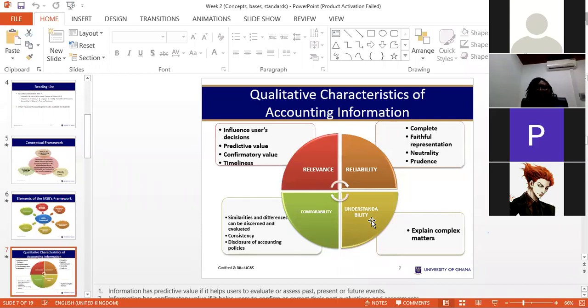Because sometimes you see a business is doing well, all of a sudden it's collapsed. Sometimes it's because some of the reports are not realistic. So we try to put in realistic figures.